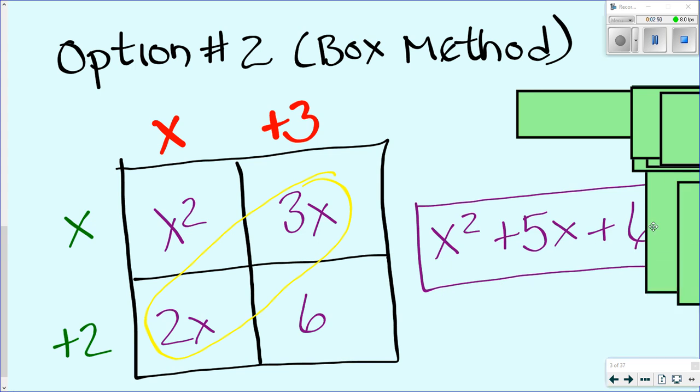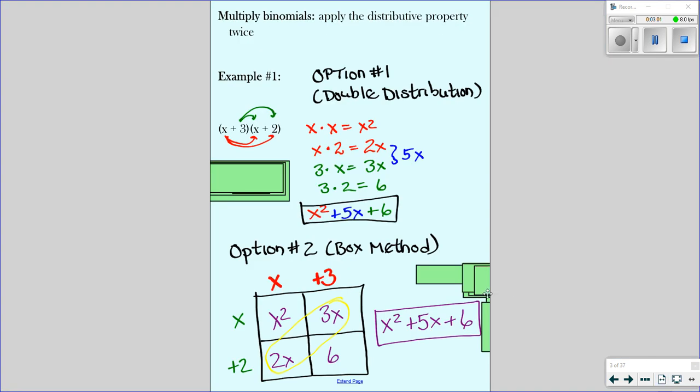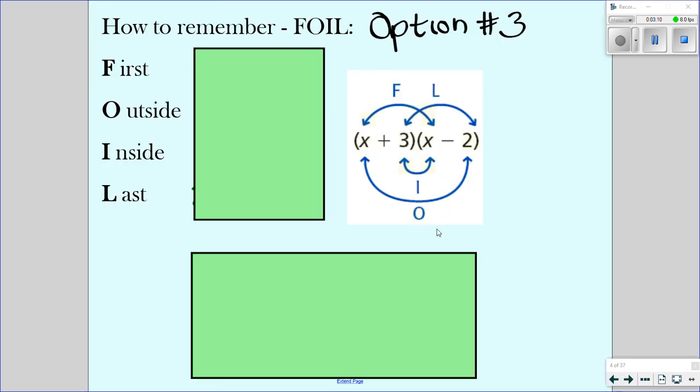2x plus 3x equals 5x, so it's x squared plus 5x plus 6. And if I were to expand that, notice that what we did with double distribution is the same answer as the box method. The third option is FOIL.